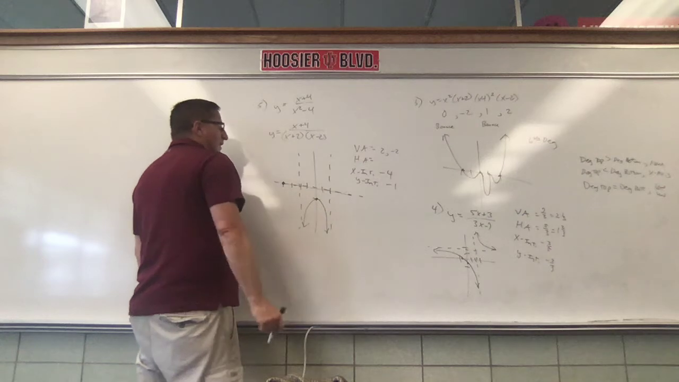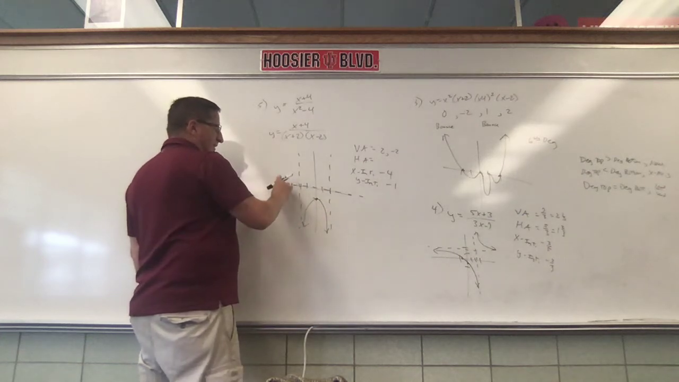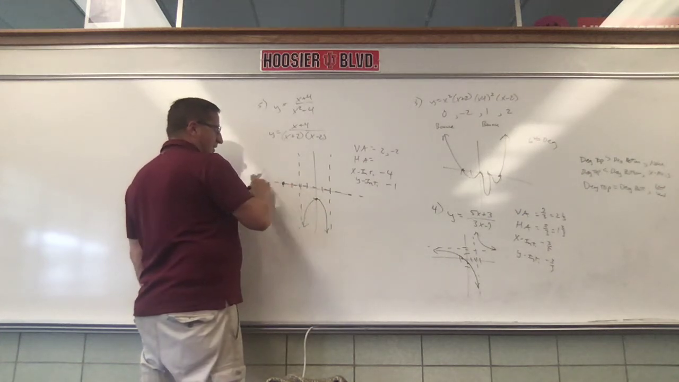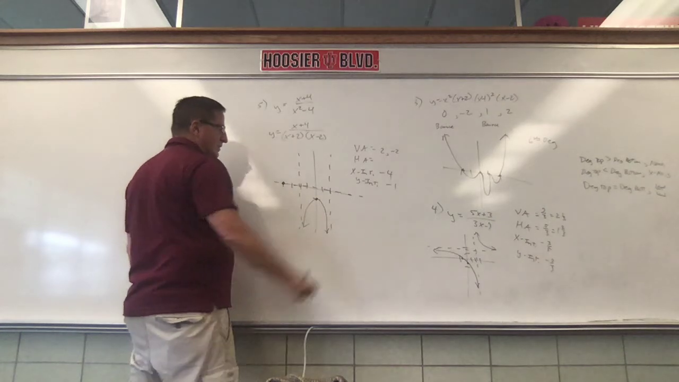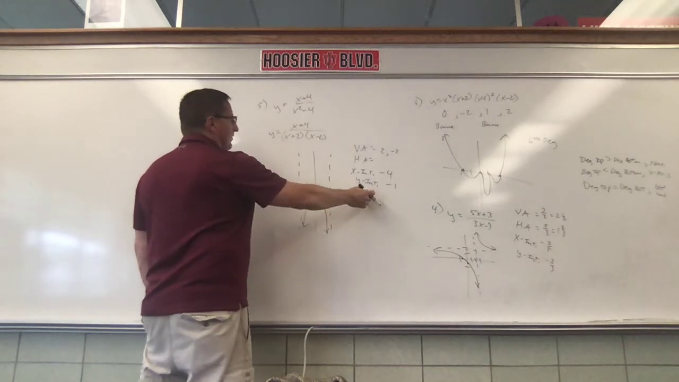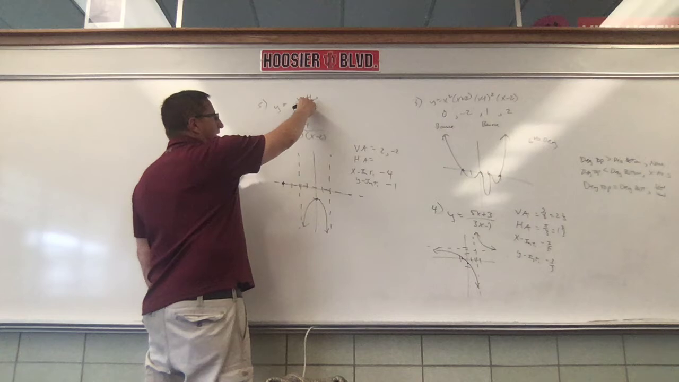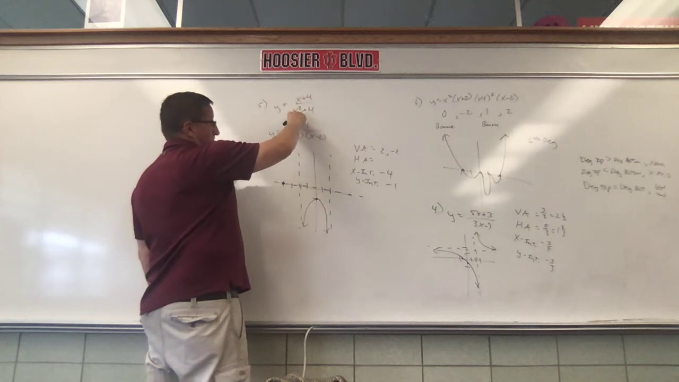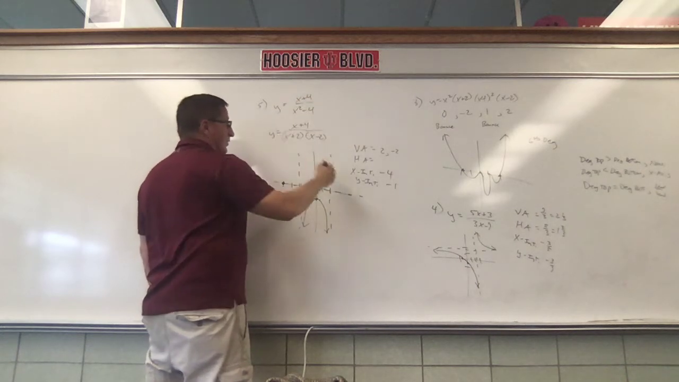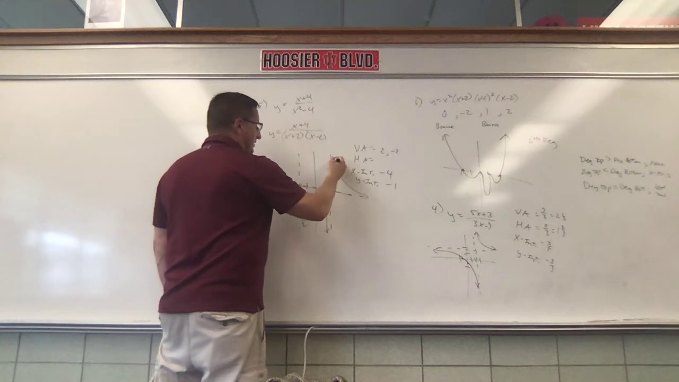Over here, this doesn't really help because it's on the x-axis, on the asymptote. So let's go over here. I'm going to plug in a number like 100. If I plug in 100, 100 plus 4 is positive. 100 squared is positive. Take away 4 is still positive. It's positive everywhere, so it's going to go above the x-axis.